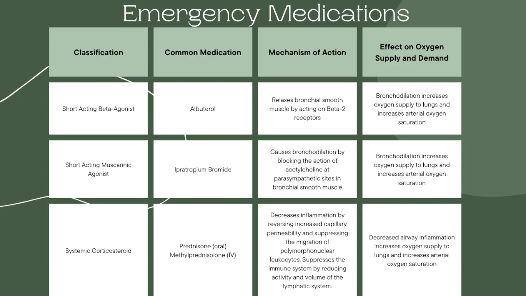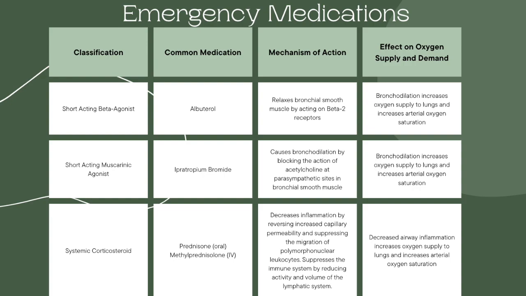Systemic corticosteroids such as oral prednisone are used in severe COPD exacerbations. When the patient cannot tolerate oral medications, IV methylprednisolone is recommended. This medication decreases inflammation by reversing increased capillary permeability and suppressing the migration of polymorphonuclear leukocytes. It also suppresses the immune system by reducing activity and volume of the lymphatic system.